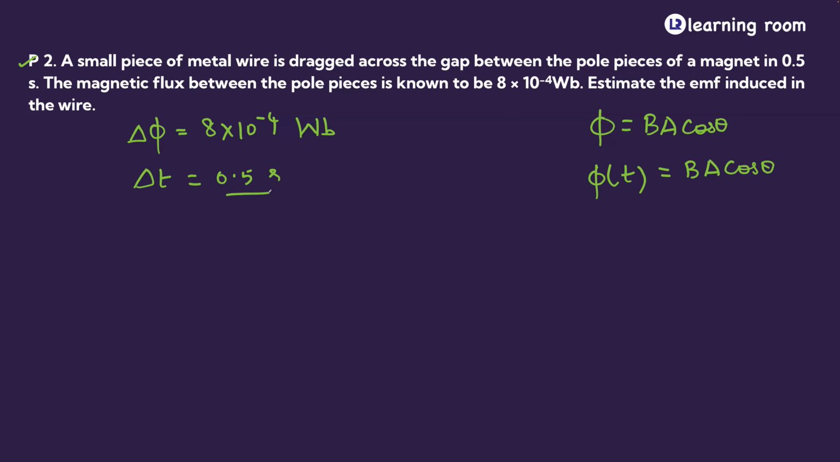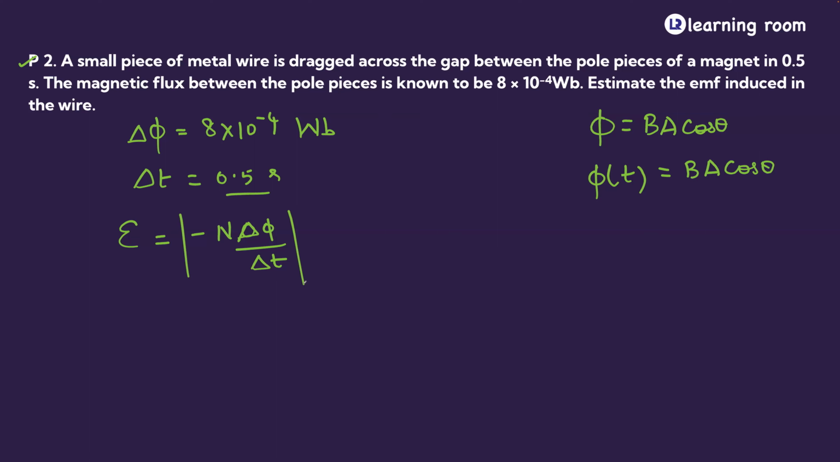0.5 seconds. So what is going to be the EMF? When they say EMF, mostly they'll ask only about the magnitude. So EMF is equal to, actually, minus n into delta phi divided by delta t, if you take the magnitude. And since this is a small piece of metal wire, right?